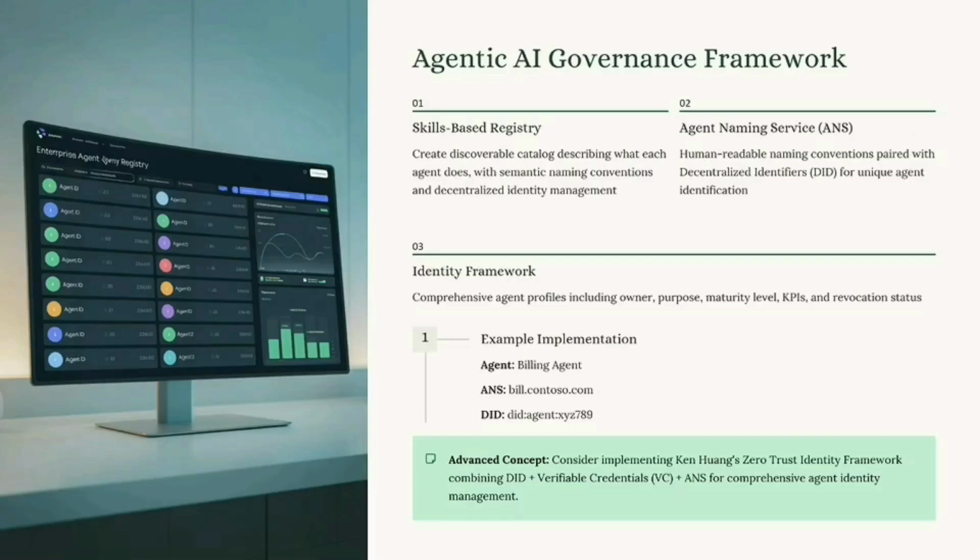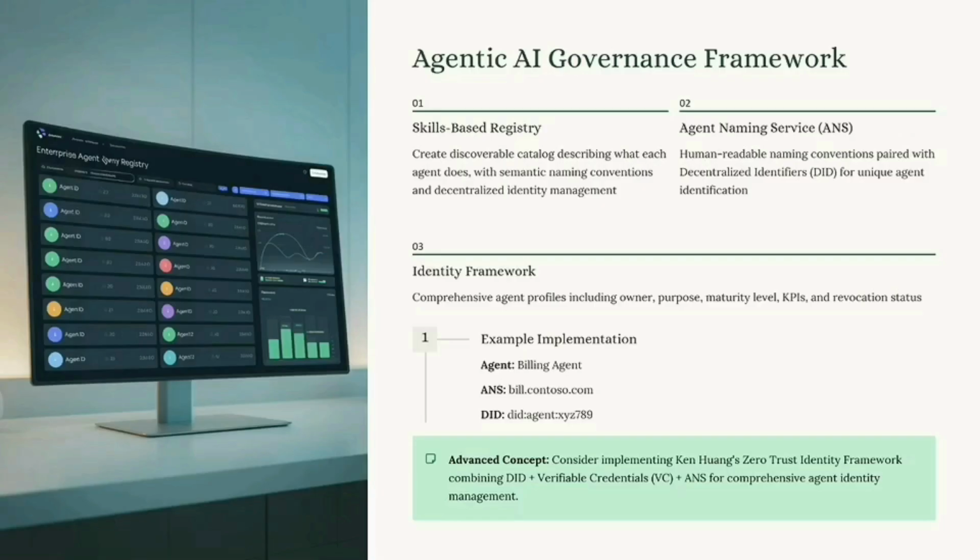But pair that. So now we get back into, all right, so now we put it all together. I've got a skill set catalog. I've got a maturity model that says these AI agents are relatively mature and trusted. I can know what they're named, billing agent. I know it's bill.condoso.com, and its DID is DID agent XYZ789. But I can tie that back to what it does and what it's supposed to be a part of. So now I'm creating a catalog.